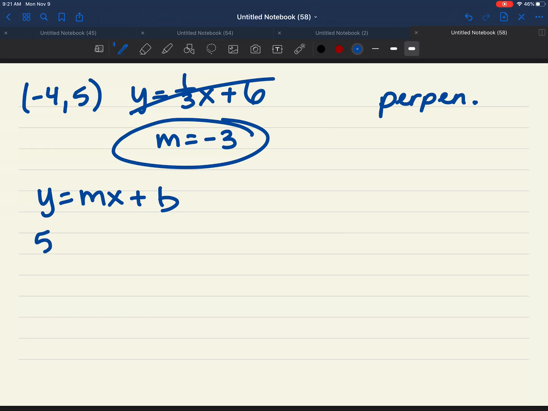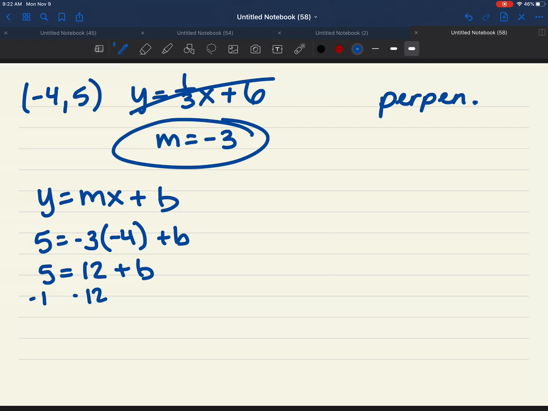Marley, what would I plug in for y? 5. M, -3, and x, -4. Okay? What is -4 times -3? Positive 12. And then my last step, Marley, to get b by itself would be to do what? Subtract 12. Okay, what is 5 minus 12?